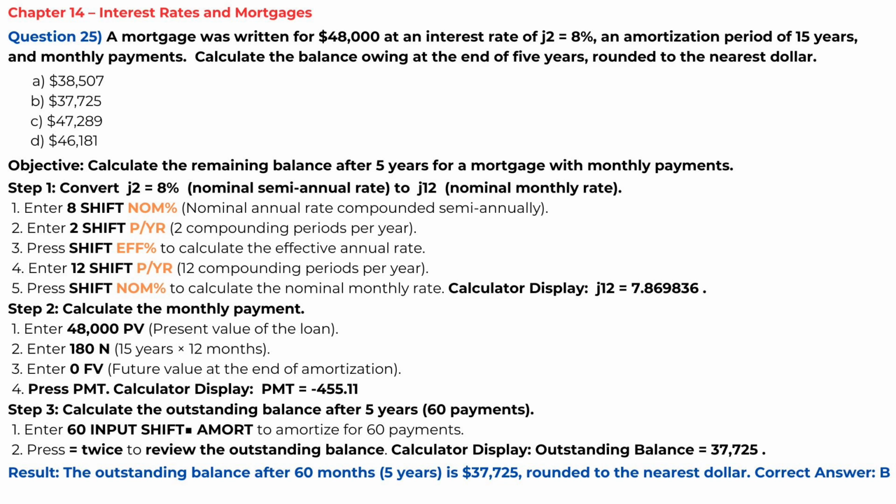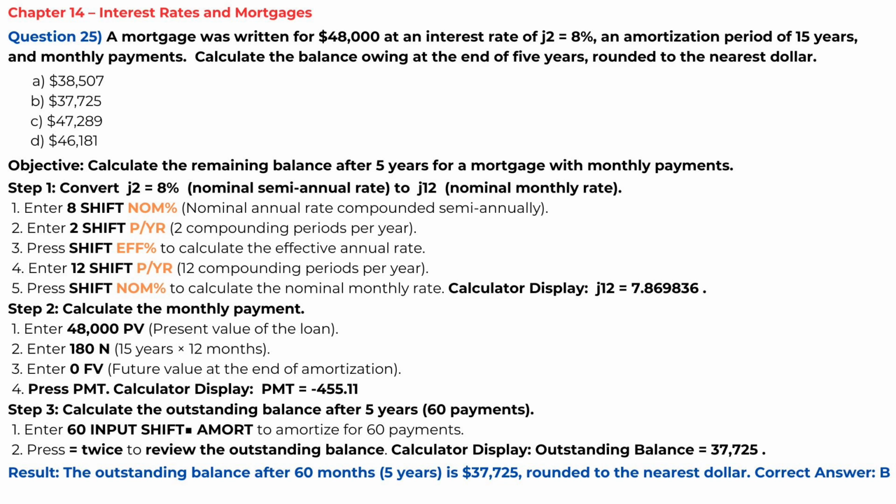Step 1. Convert J2 equals 8% nominal semiannual rate to J12 nominal monthly rate. 8. Shift NOM. 2. Shift PYR. Shift effective. 12. Shift PYR. Shift NOM. Calculator displays 7.869836. That is, J12 equals 7.869836.